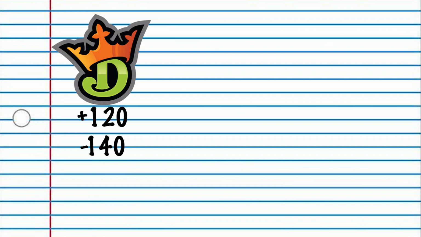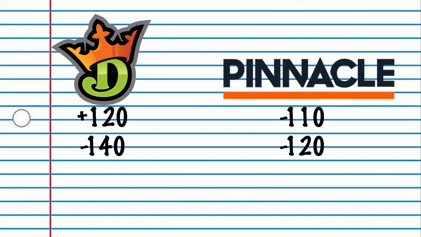But if you do believe that one of the two sportsbooks is sharper than the other, let's say DraftKings is like plus 120, minus 140, right? You might want to take the minus 120 on the under on Pinnacle or the plus 120 on the over on DraftKings. In this situation, maybe you side with Pinnacle and you want to bet the plus 120 on DraftKings.